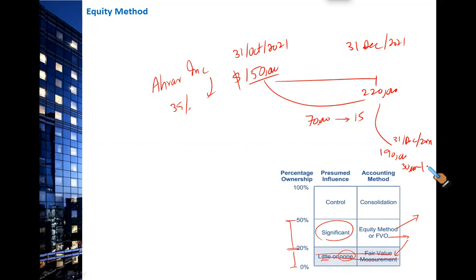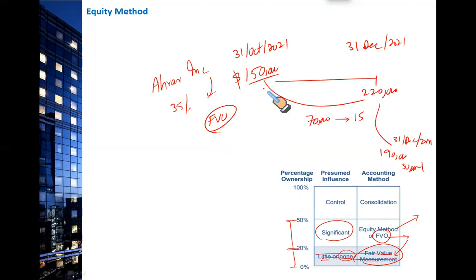Then how is it different from the fair value measurement? Remember, the fair value measurement is applicable between 0 to 20%. But if you hold between 20 to 50%, then you can apply the fair value option. And once you elect the fair value option, you cannot revert. It's a one-way ticket, right?